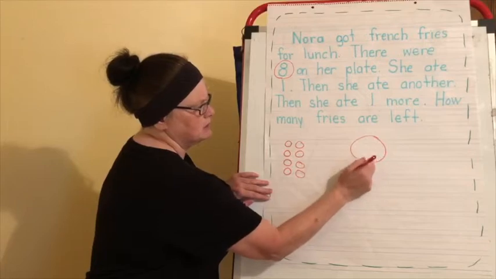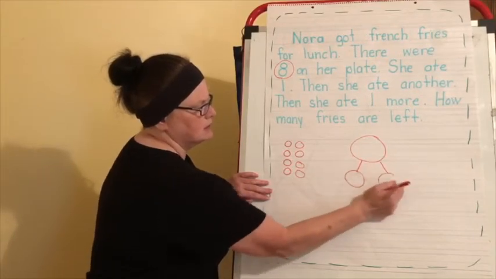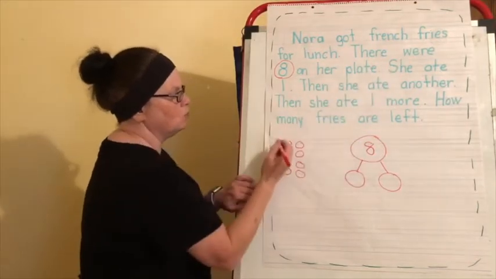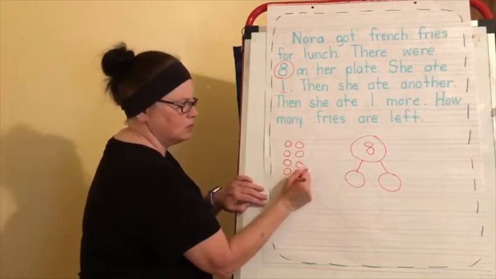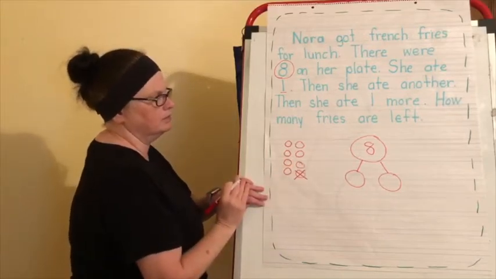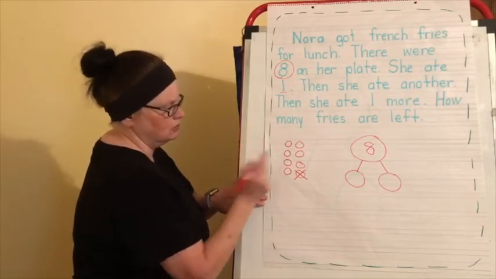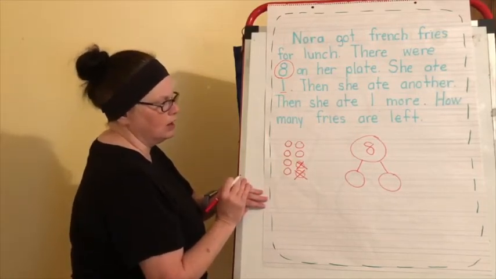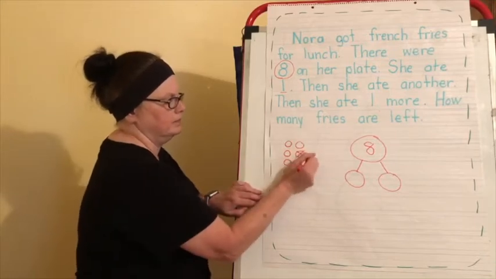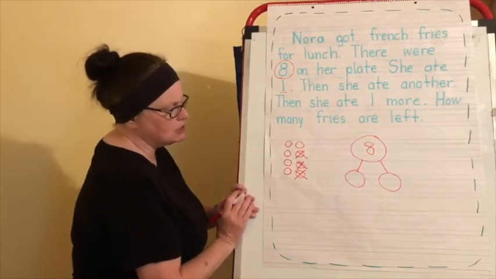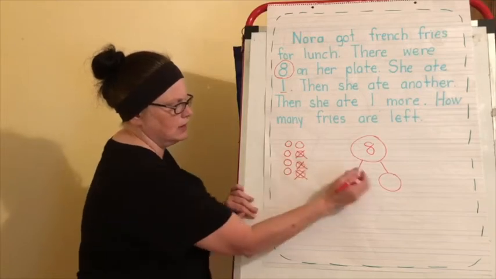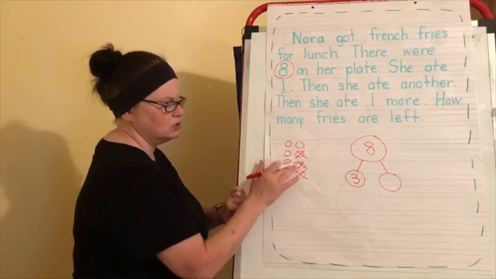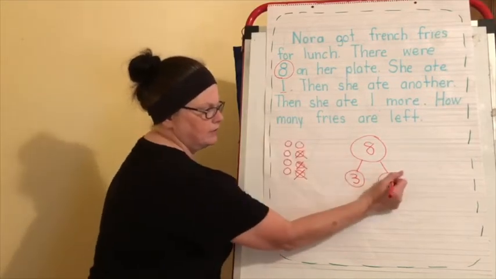I'm going to make a number bond just because it really helps me out a lot. So now it says she ate 1. All right, so I'm going to cross out 1 because she ate it. It's gone. Then she ate another. She ate another 1. Then she ate 1 more. So my part is how many she ate. 1, 2, 3. How many does she have left? 1, 2, 3, 4, 5.